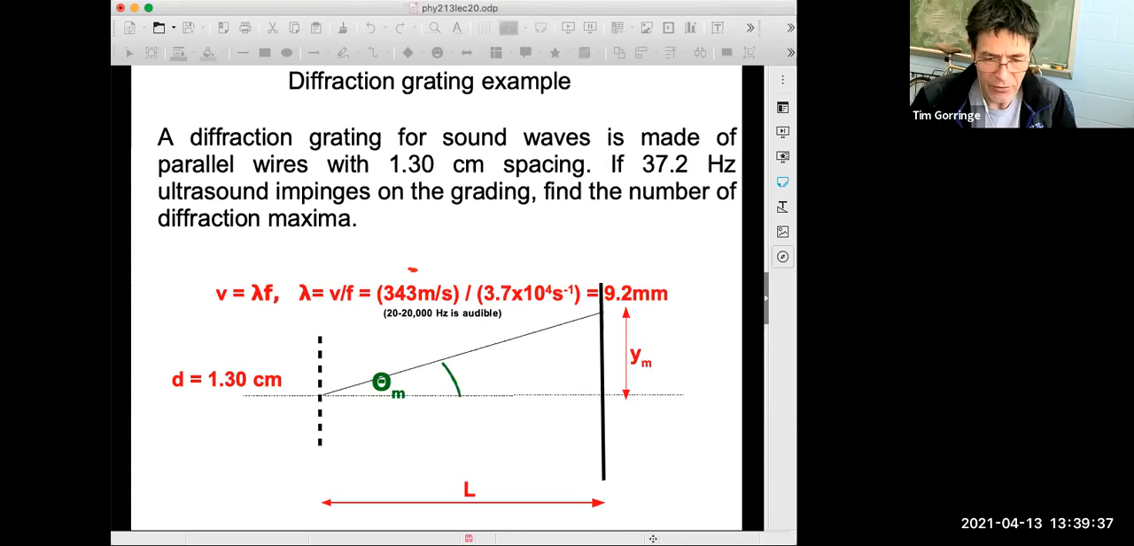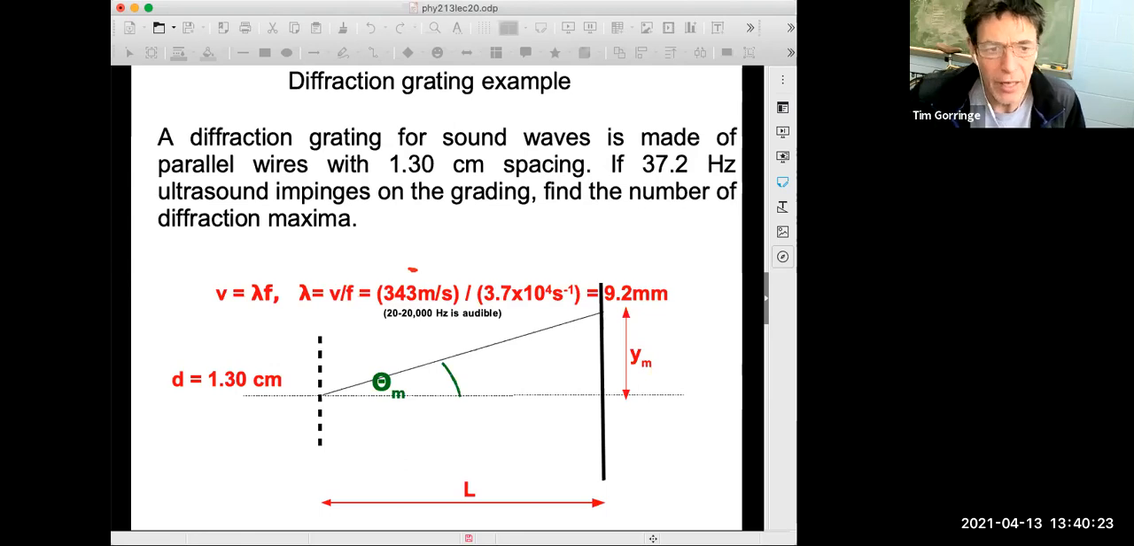The way they make a diffraction grating for sound waves is by basically stringing parallel wires near one another, adjacent to one another, to make a bunch of slits, not for the light, but for the sound. And in this sound wave diffraction grating, we're told that it's made of parallel wires that are separated by 1.3 centimeters. So they're actually telling us directly the slit separation for this sound diffraction grating.